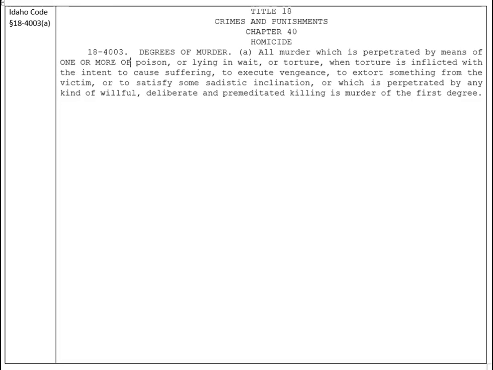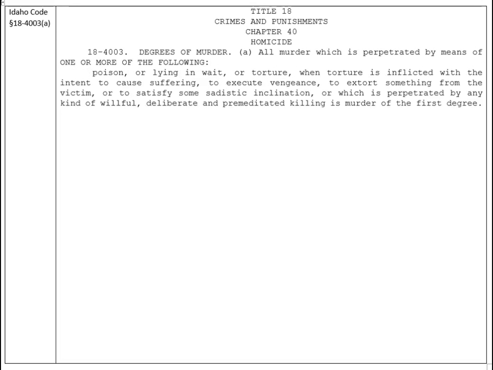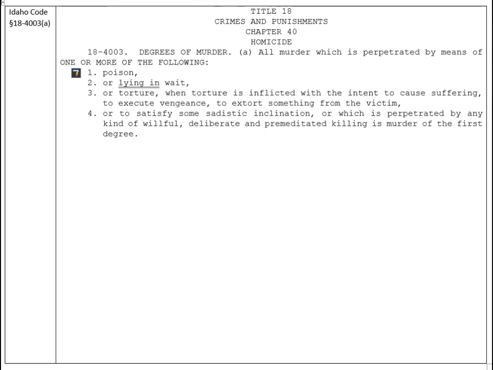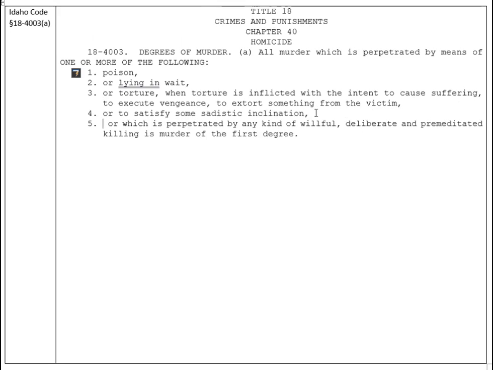So let's talk about how to break that down. A lot of people see that first one and they're not really looking at the or. So when you look at a statute and you see or, go ahead and say, all murder which is perpetrated by means of one or more of the following. Put a little colon and then just do a one for poison. And then every time you see an or, you're going to put a number in front of it. So poison, or lying in wait, that's number two. Or torture, where torture is inflicted with the intent to cause suffering, to execute vengeance, to extort something from the victim. And then, or to satisfy some sadistic inclination, or which is perpetrated by any kind of willful, deliberate, and premeditated killing. And then it is murder of the first degree.